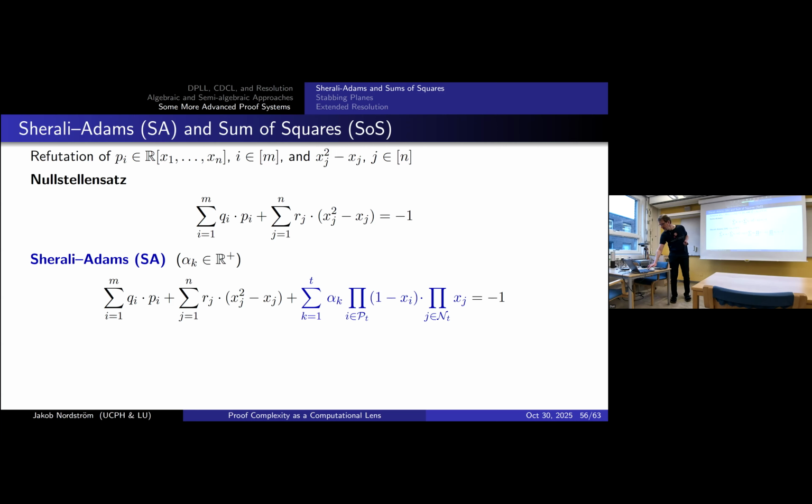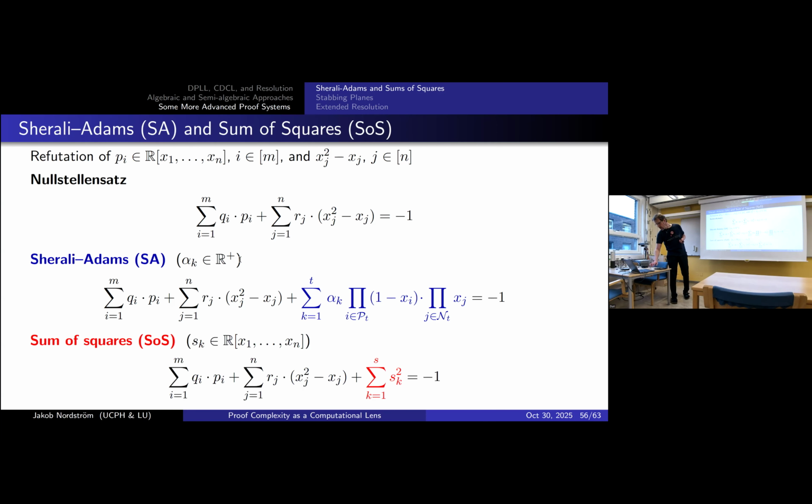But note that this gives me a little bit of wiggle room now. I don't have to hit -1 exactly. So it might be easier. I'm getting a potentially more powerful proof system now. This proof system is called Sherali-Adams. So this is a Sherali-Adams certificate of unsatisfiability. Okay. Now I can go even further. Suppose that, again, here's my Nullstellensatz certificate, and I'm allowing you to add any sum of square polynomials. And I'm hitting -1.